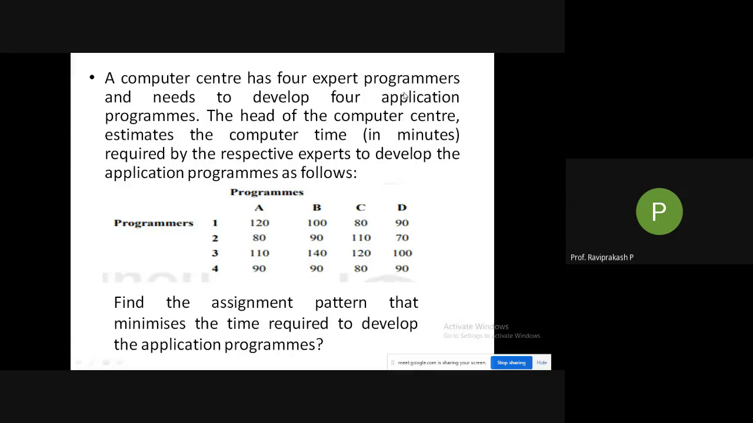Anyone? Sir, I tried, I got 350. Okay, sir, fine. Any other answers? So I'll show you the answer. Just check. It is 350. You are right. Even the other person had got 350.